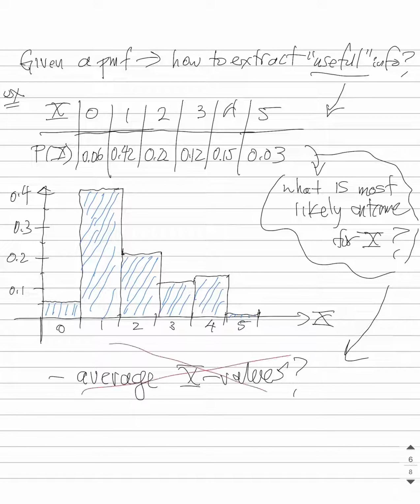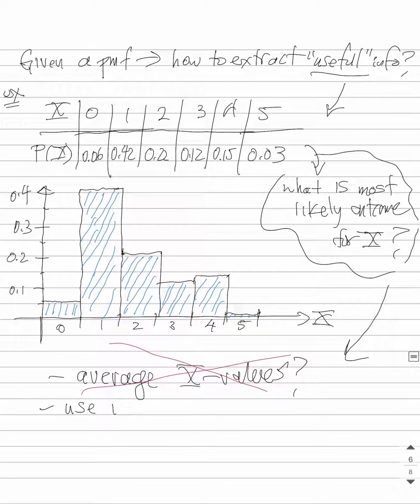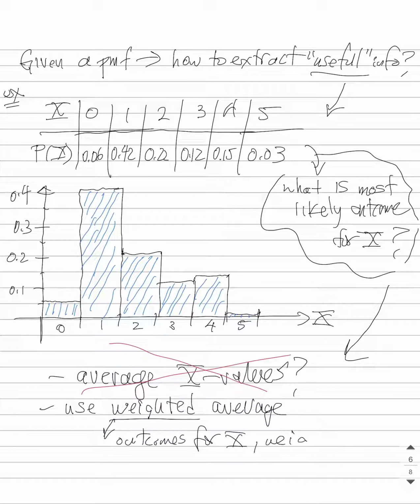And I would say no, because if you were to do that, you're missing the most important piece of information, that all of those outcomes X are weighted by a probability. So instead of using a regular arithmetic average, we should use a weighted average. And what weights should we use? We are going to take the outcomes for X and we are going to weight them by the probabilities.